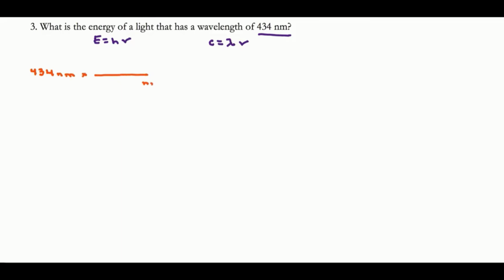So I'm going to put nanometers on bottom, and meters up top. 1 nanometer is 10 to the negative 9th meters. And so what I get is 4.34 times 10 to the negative 7th meters. Now you can either do that on your calculator, or as a quick side note, you can note that 434 is 4.34 times 10 to the second in scientific notation. And so when I multiply 10 to the second by 10 to the negative 9th, since I'm adding my exponents, it's going to be 2 plus negative 9, which gives me negative 7. So now I have my wavelength, which is great, but now I need to solve for my frequency.